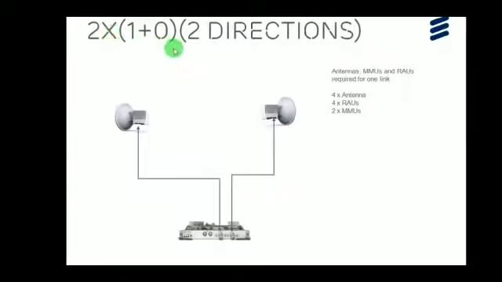Two 1+0 in 2 different directions. Requirements are antennas, MMUs and radios for one link. It needs 4 antennas at near end and far end, 4 radios at near end and far end, 2 MMUs at near end and far end. So we have installed one MMU and 2 antennas in different directions. So these 2 antennas, 2 radios and 1 MMU and 2 IF cables which are installed at the near end, the same thing will be installed in the far end as well.